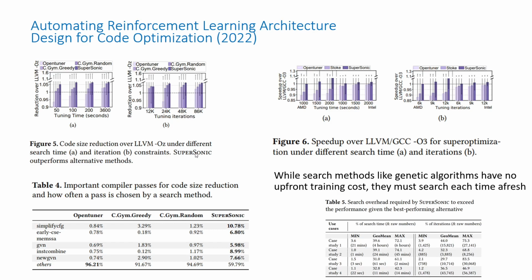One interesting thing is in this table 4, where you see the compiler passes that were chosen more often by Supersonic. For example, simplify CFG, common subexpression elimination, memory SSA, GVN, global value numbering, and new GVN, and instruction combine. These operations were rarely chosen by compiler gym and OpenTuner, but Supersonic uses them more frequently. The rest of the optimizations are used 60% of the time by the other alternatives. So basically, Supersonic found that these optimizations are really important for code size reduction.